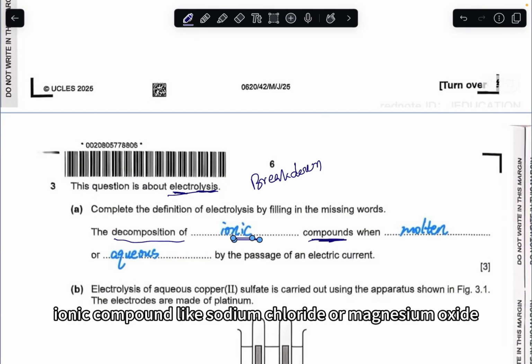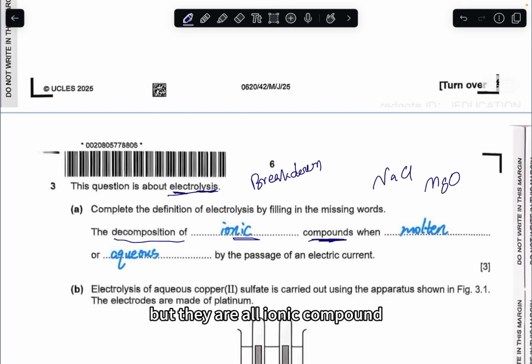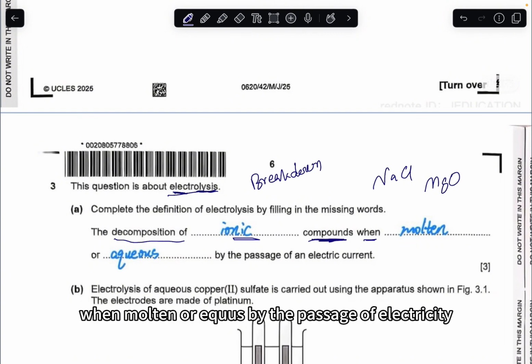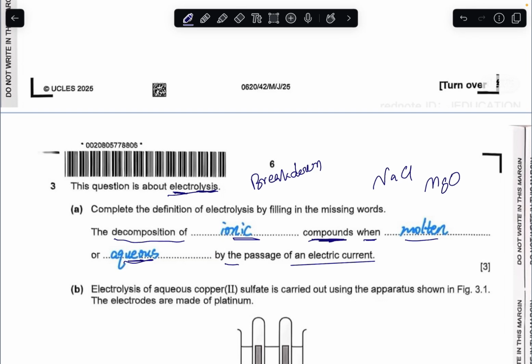Ionic compounds like sodium chloride or magnesium oxide. So they are all ionic compounds. Ionic means ions, so the metal and non-metals, when molten or aqueous, by the passage of electricity, electric current.